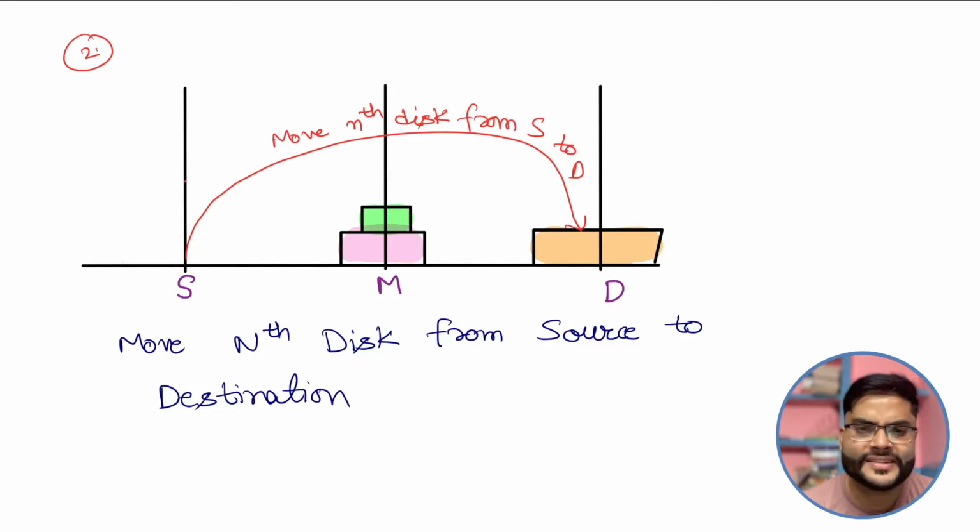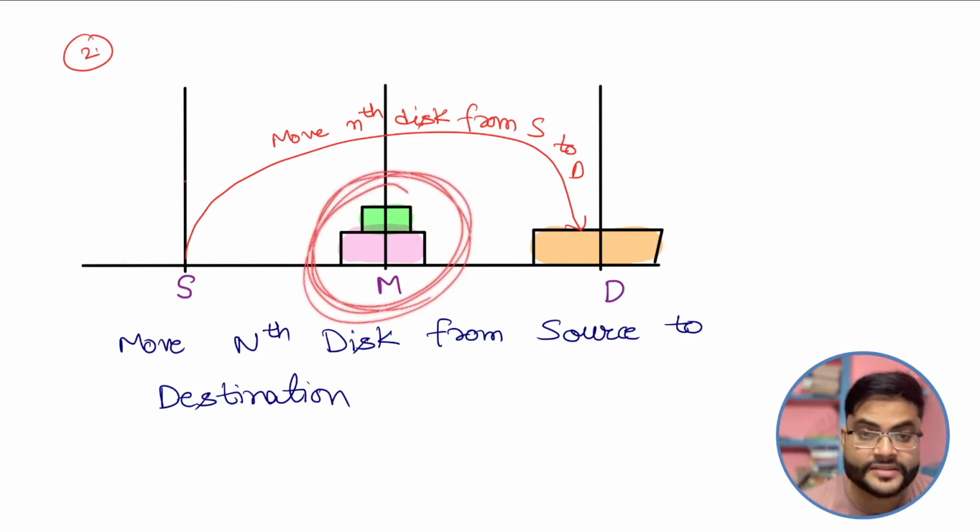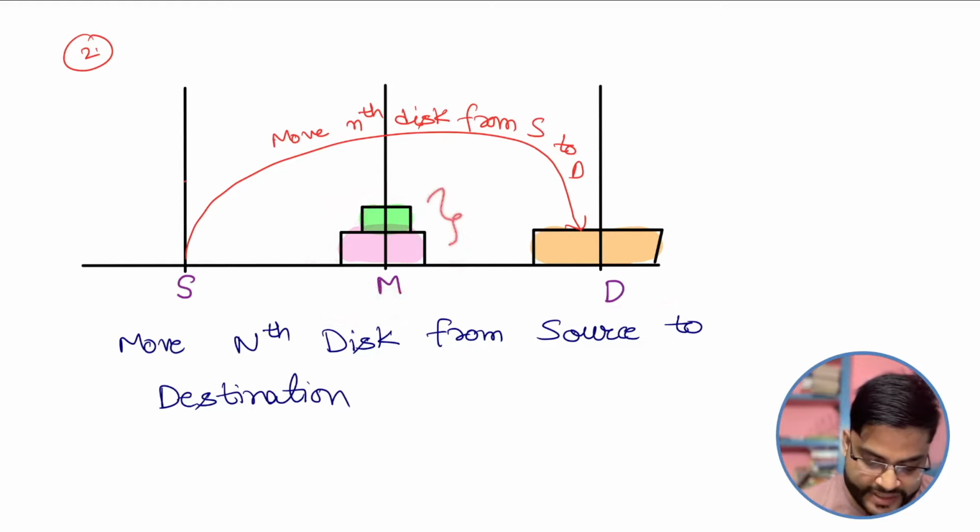So what will be my next step? I want to move these disks from middle to destination. So I will move these n-1 disks from middle to destination.